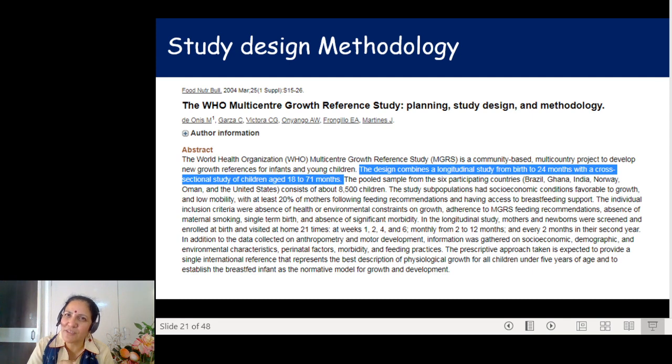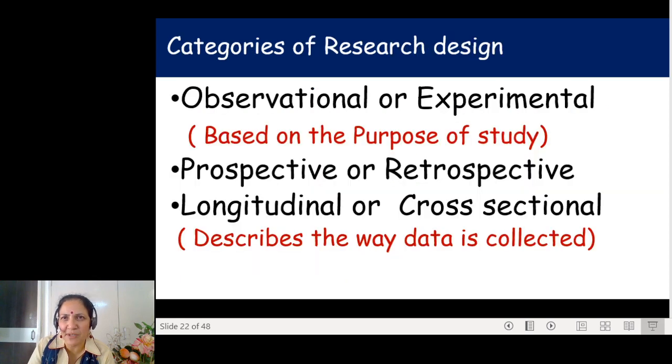And this methodology was published in a journal where only the methodology was published. So in 2004, in the Food and Nutrition Bulletin journal, the methodology of this study, which is both longitudinal and cross-sectional, was published. And we all know that these growth charts are prescriptive in approach. That means they were all breastfed babies, environmentally appropriate, so they had the best potential to grow appropriately.